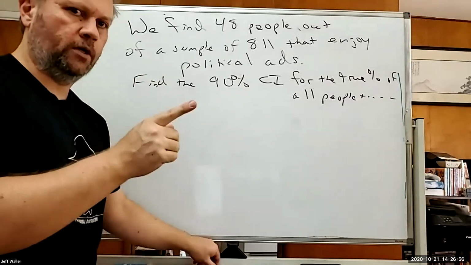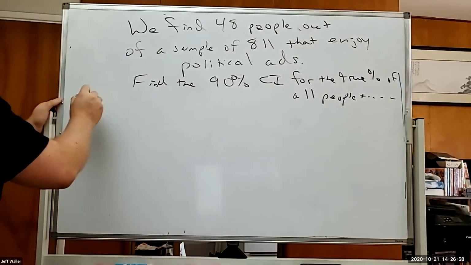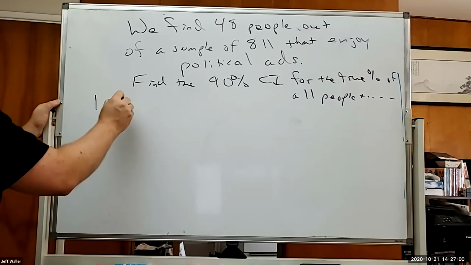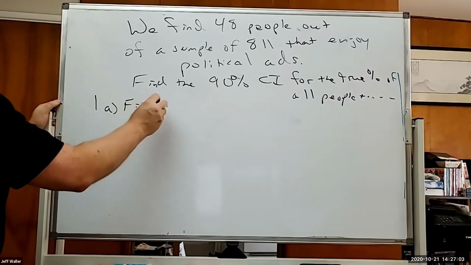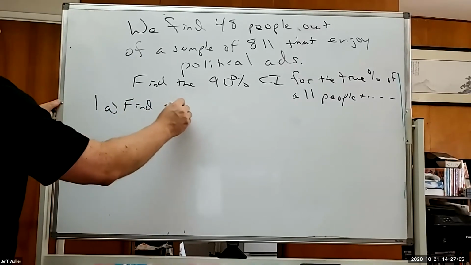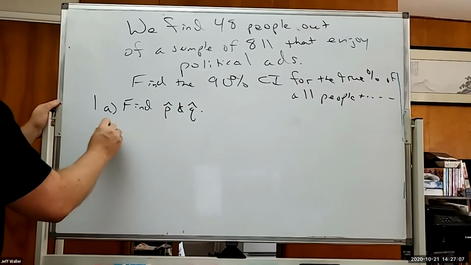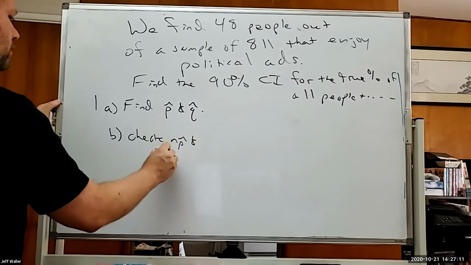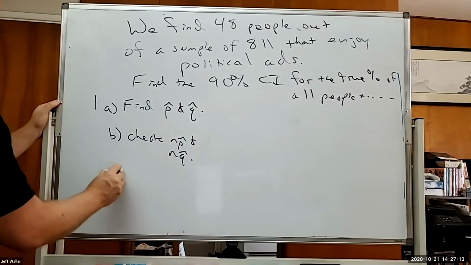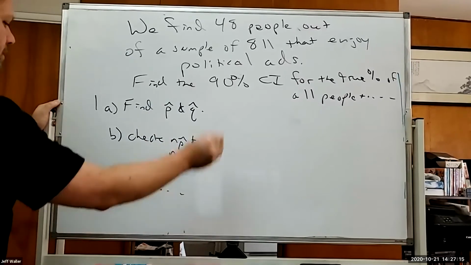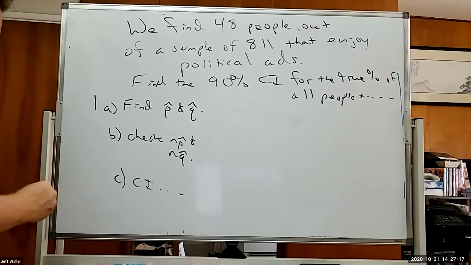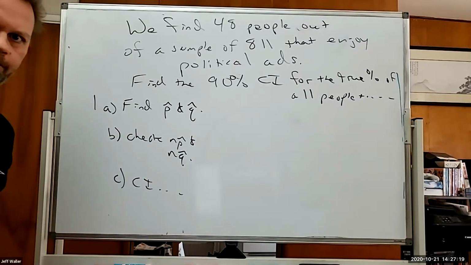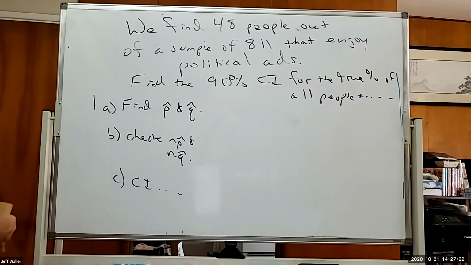So be sure, let me give you a little bit of a structure. Find P hat and Q hat. Check NP hat and NQ hat, and then make the confidence interval. Blah, blah, blah. All right, so you guys work on that.